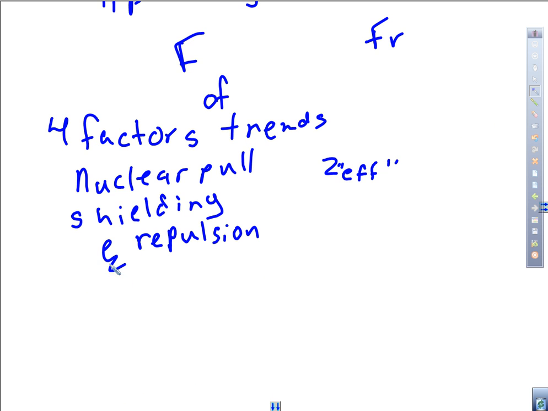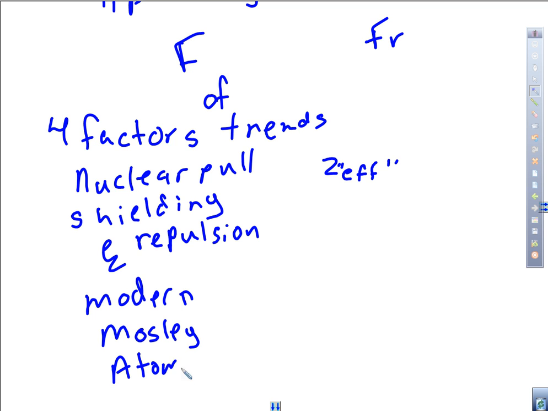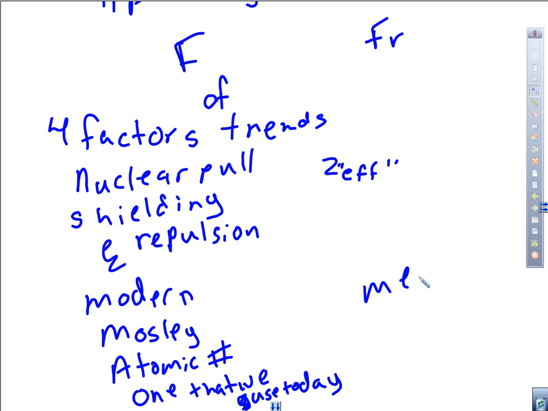Periodic table. Who came up with our modern version? Moseley or Mendeleev? Moseley. Arranged by atomic number, the one that we use today. Exactly. Mendeleev used atomic mass.